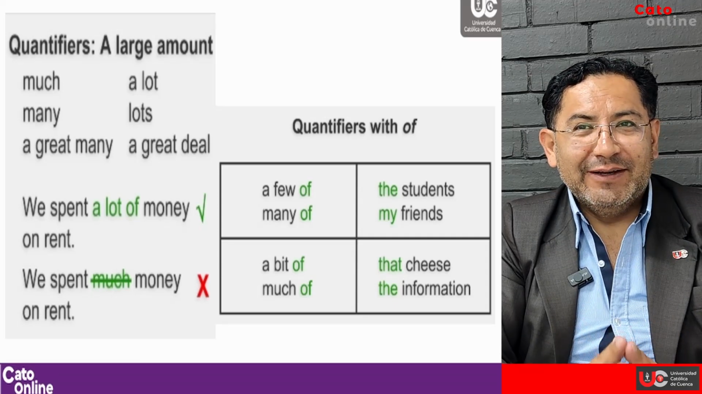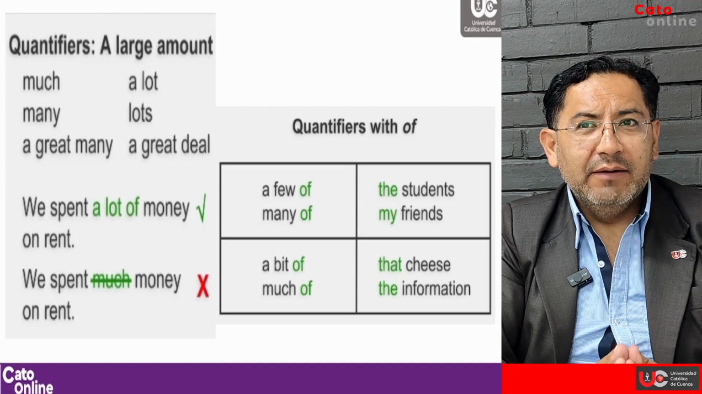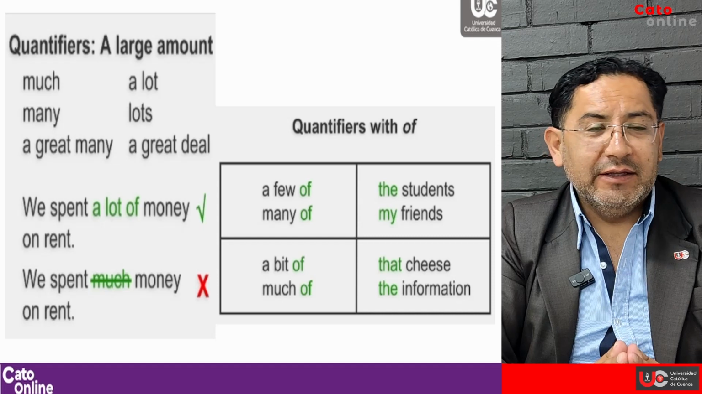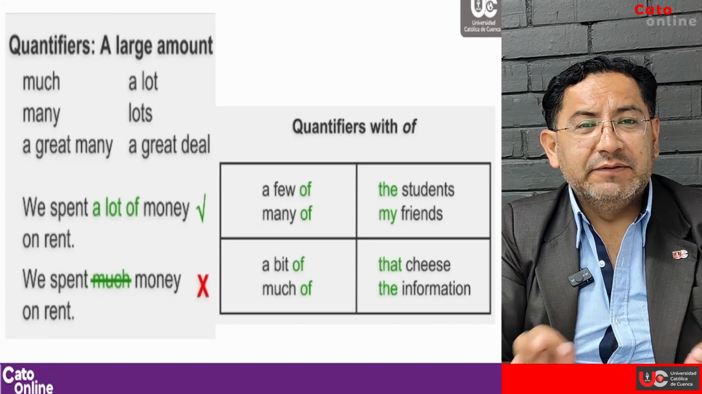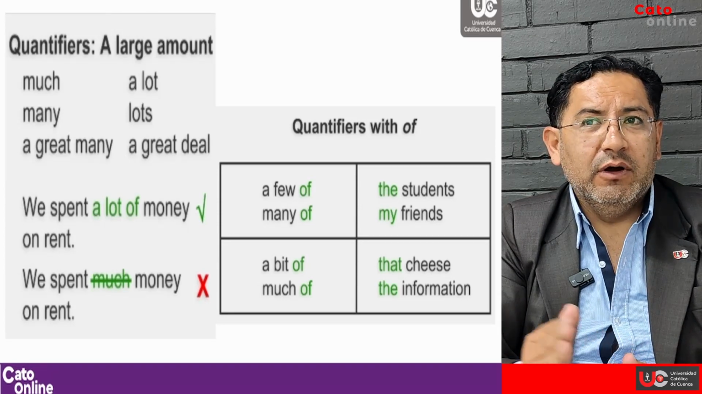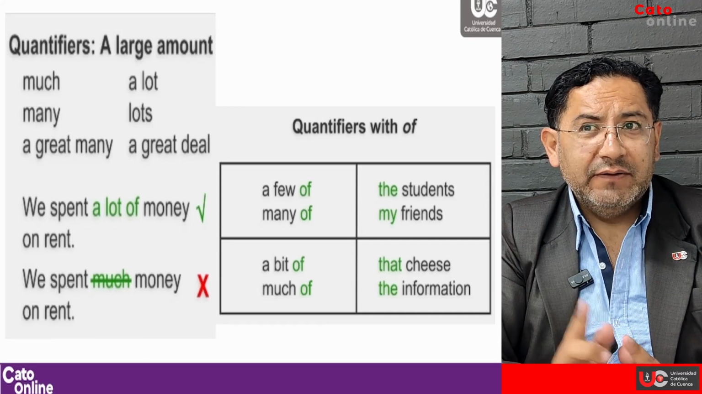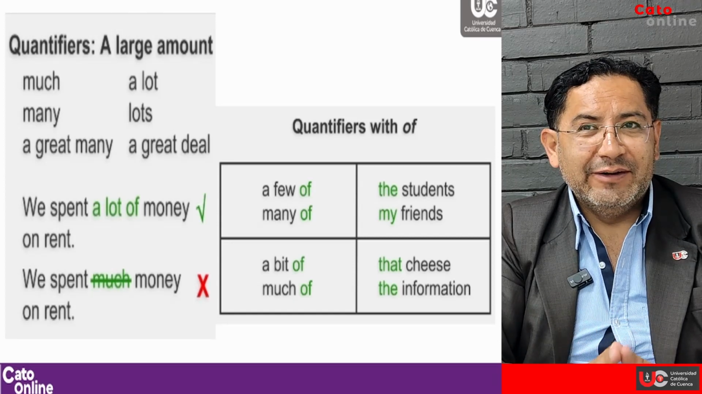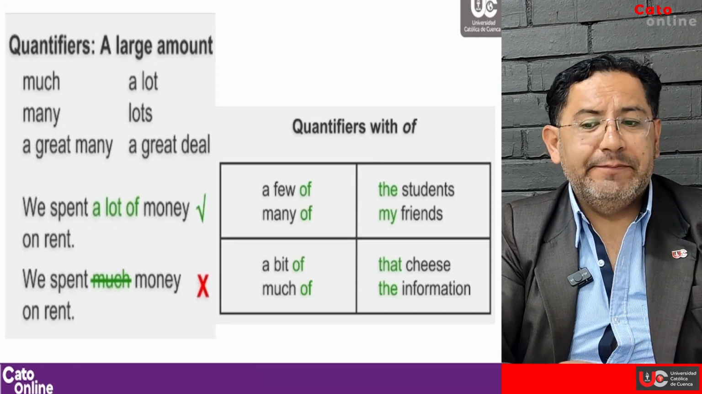Be careful. Quantifiers with of. We are going to use and pay attention to these examples. A few of, many of, a bit of, much of. So, a few of the students, many of my friends. Try to remember this kind of situations when you have to use a few of the students. Focus on the letters in green, of and the, of my, a bit of that cheese, much of the information. Very, very important to use this kind of quantifiers with of.